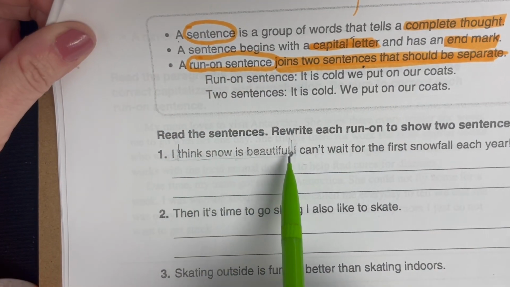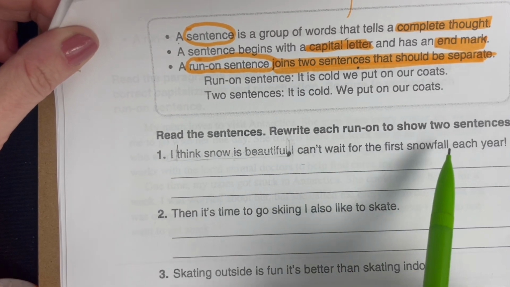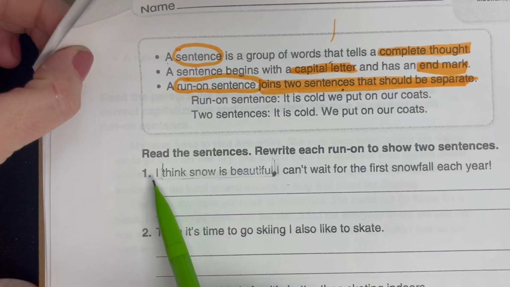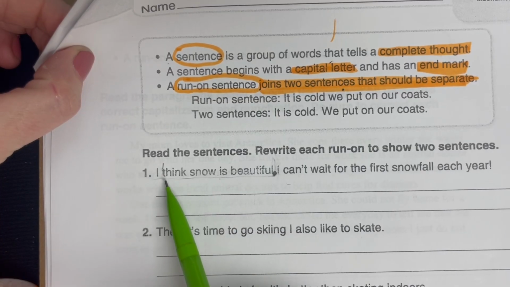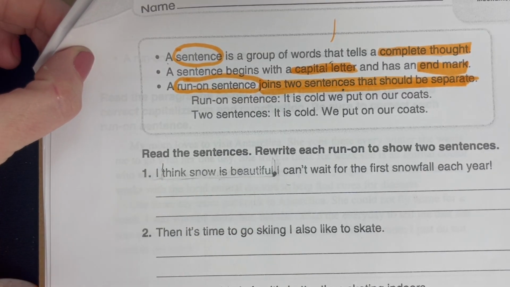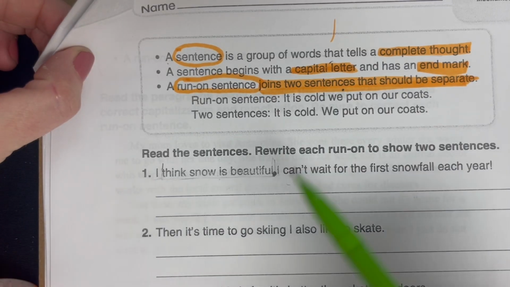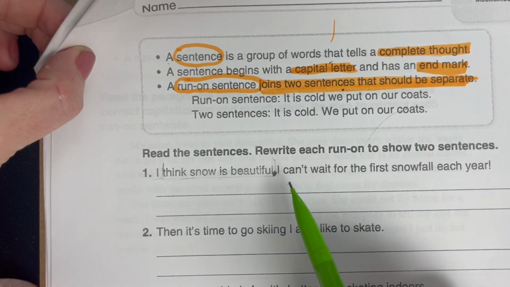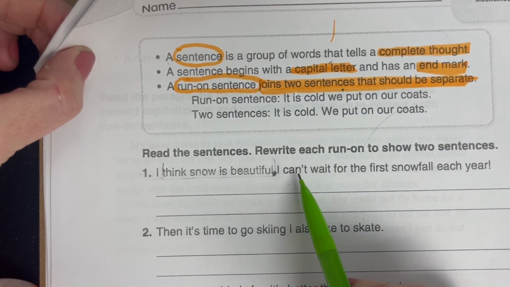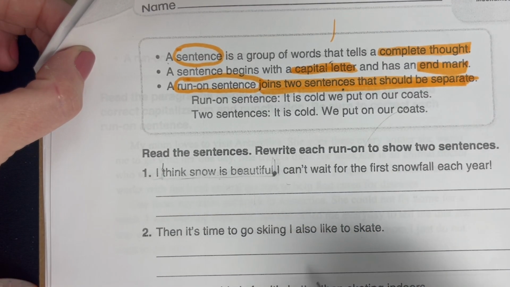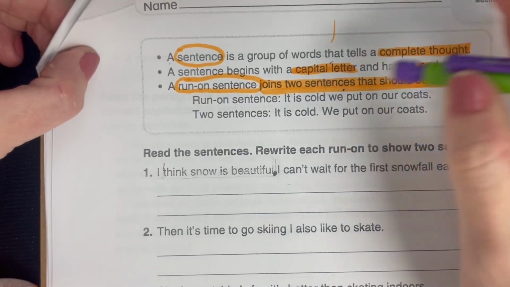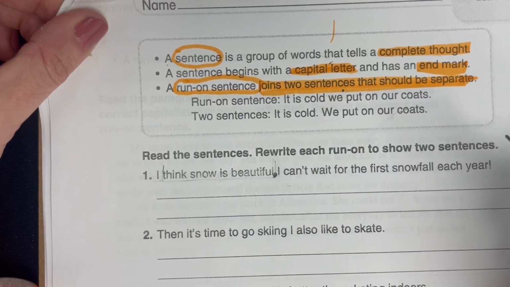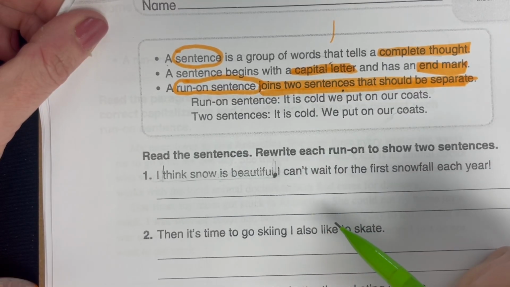I think snow is beautiful, period. I can't wait for the first snowfall each year. Do we have two complete thoughts? I have a subject, I, and a predicate, think snow is beautiful. That seems like a complete thought. And then here I have another subject, I, and then I have a predicate, can't wait for the first snowfall each year. So I've now divided it into two complete thoughts. And I put a period there.